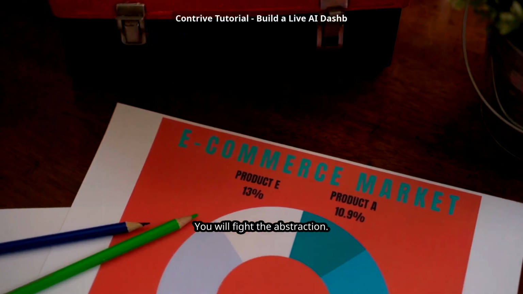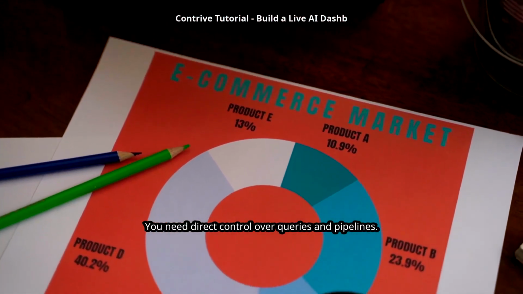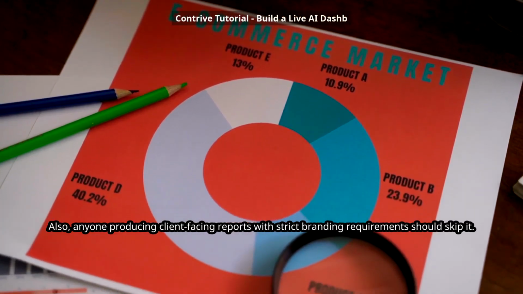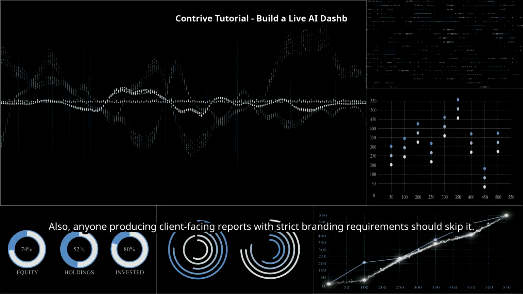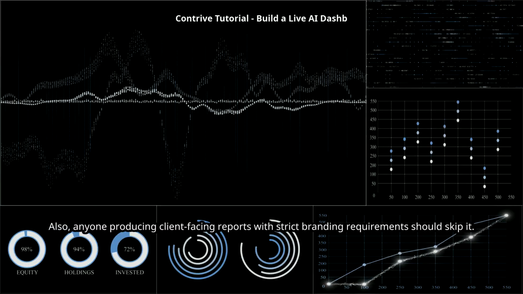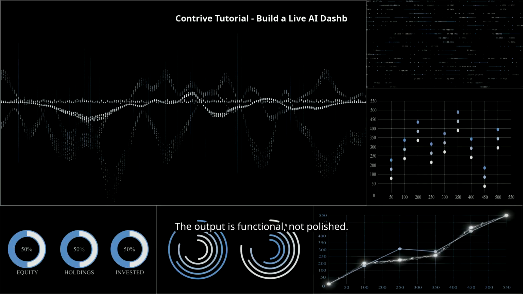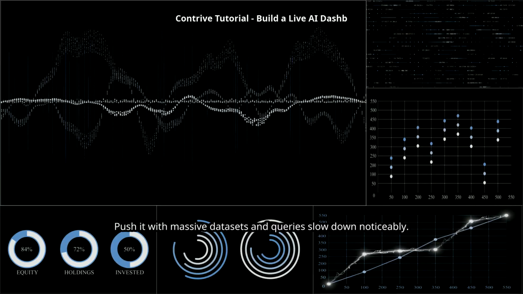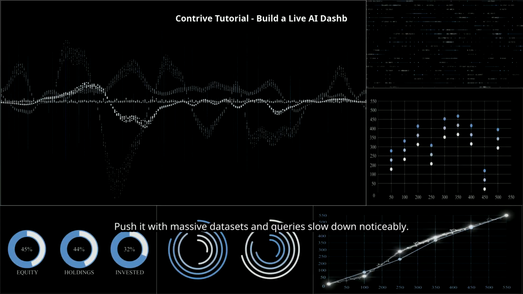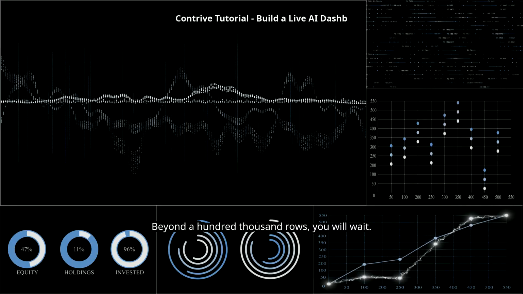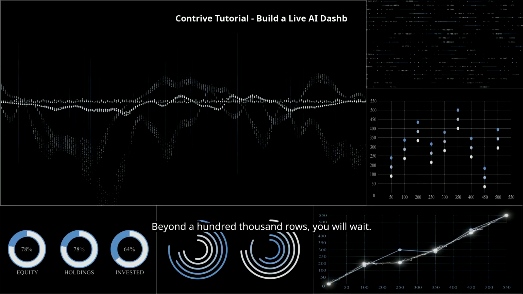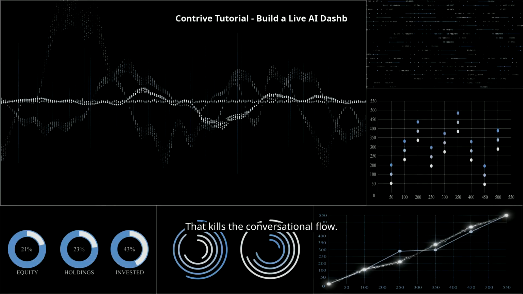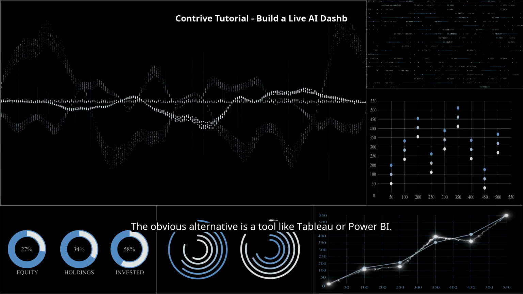You should not use this. Data engineers. You will fight the abstraction. You need direct control over queries and pipelines. Also, anyone producing client-facing reports with strict branding requirements should skip it. The output is functional, not polished. Push it with massive datasets and queries slow down noticeably. Beyond 100,000 rows, you will wait. That kills the conversational flow.